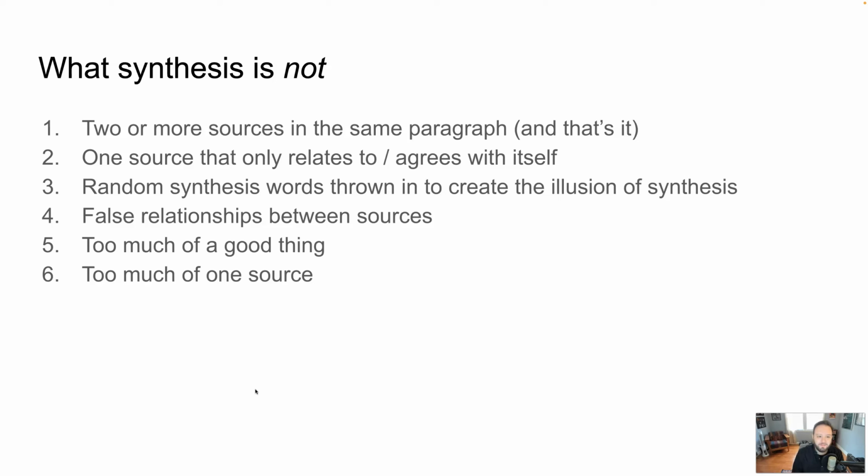Synthesis isn't just random synthesis words thrown in to create the illusion of synthesis. If we say that one author agrees with another author, we really want to make sure that, well, they actually do agree with one another. Otherwise, it's not really doing what we say that it's doing. It's the same thing with painting false relationships between sources. Again, if two sources do actually align with one another, then that's good. We want to say that they agree. But if they're not really connected at all, then we don't want to draw those relationships where they don't exist.